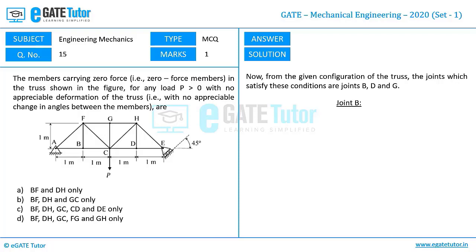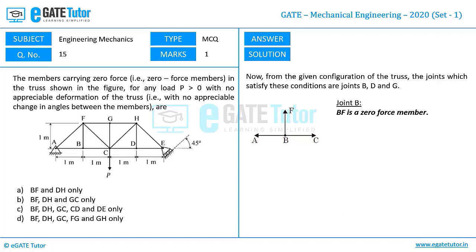So, let's see the free body diagram of joint B. This is the free body diagram of joint B. Since the members AB and BC are collinear to each other, the forces carried by them will be equal and opposite. Therefore, when force equilibrium is applied, these forces will cancel out. Therefore, the member BF is a zero force member according to joint B.